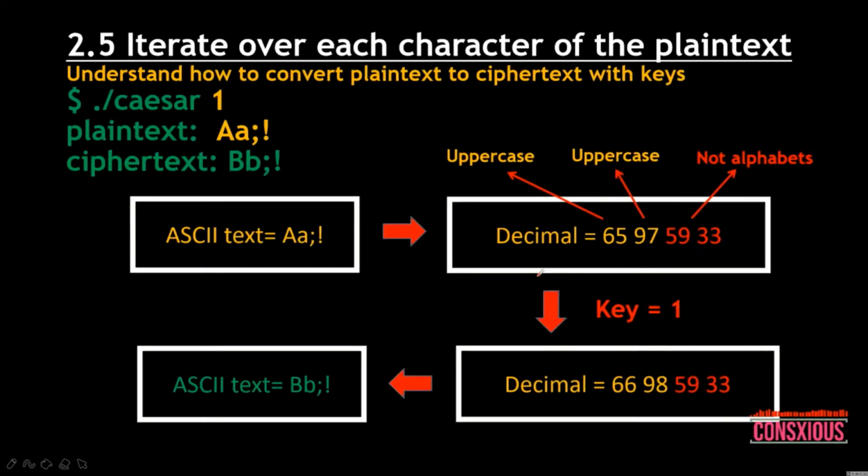So the fifth is a slightly complicated one. So we have to iterate over each character of the plaintext. Before we go into details, we have to understand how it works in more detail. I think this is something that I explained just now, but this is to help you understand more.